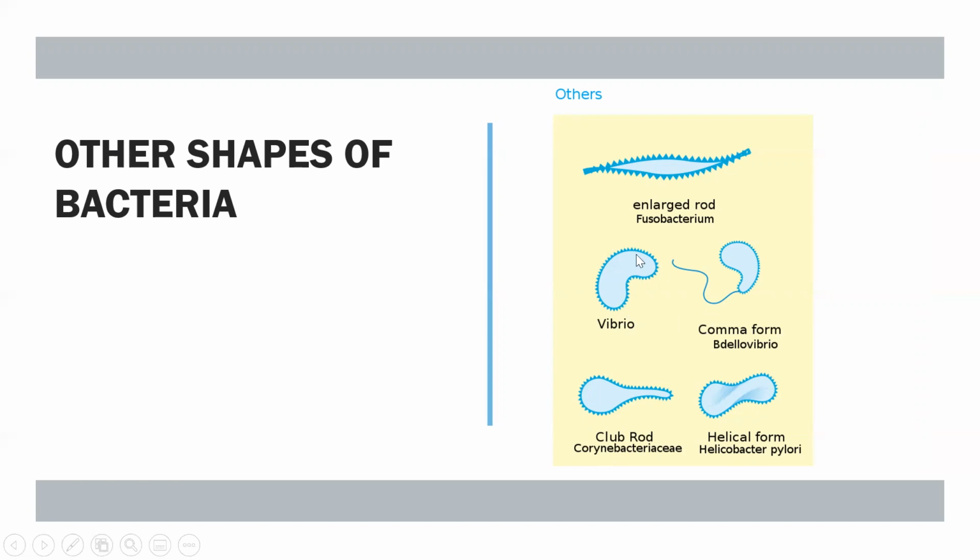Vibrio, they can be shaped kind of like this C shape, or they can also be what they call comma shaped, which means that one lobe of it is going to be bigger than the other. And often they will have a flagella coming off of that skinny end. And then there's also club shaped rods, and there are also helical shaped rods. So it's a rod that looks like somebody grabbed both ends and wrung it out like a washcloth.